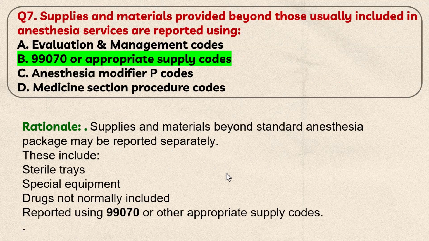The correct answer is B. 99070 or appropriate supply codes. So supplies and materials beyond standard anesthesia package may be reported separately. These include sterile trays, special equipment, drugs not normally included. So reported using 99070 or other appropriate supply codes.